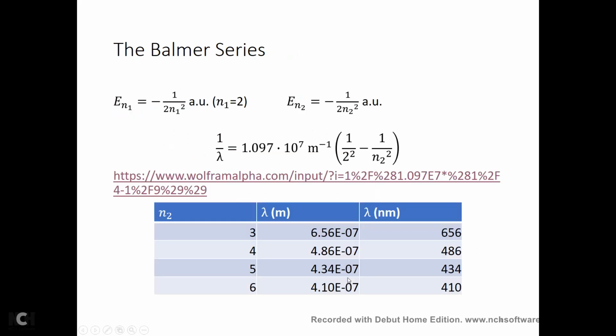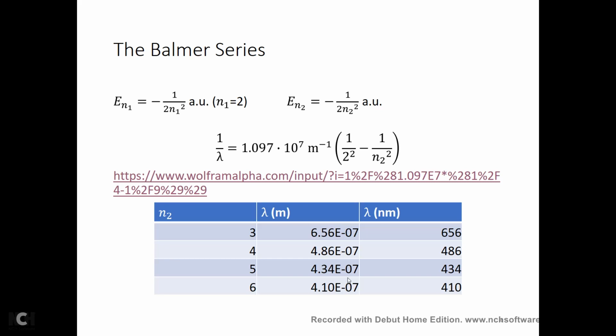Now let's look at the Balmer series of the hydrogen atom. The Balmer series consists of 4 visible spectral lines. They correspond to 3 to 2 transition, 4 to 2, 5 to 2, and 6 to 2. Can the electron jump from level 7 to level 2? Yes, but we will not be able to see it. It's in the near UV range.